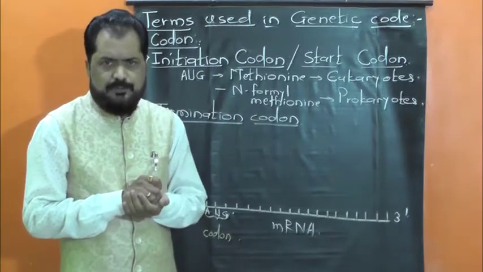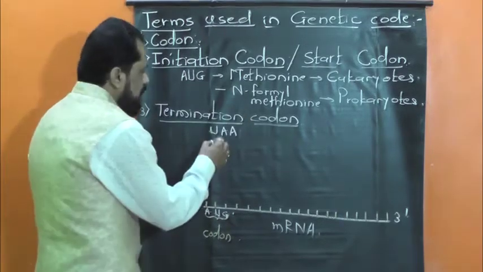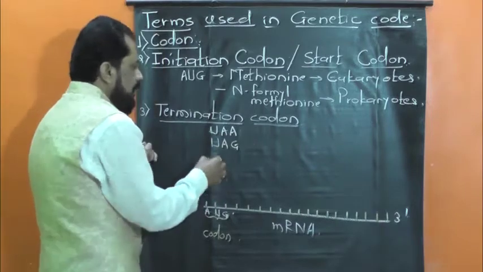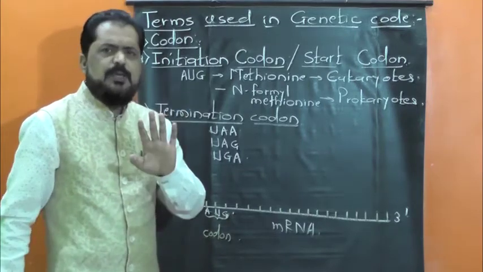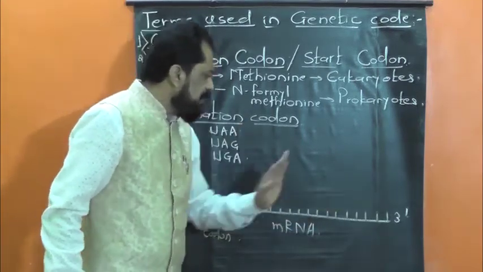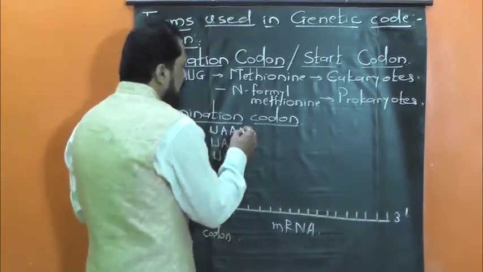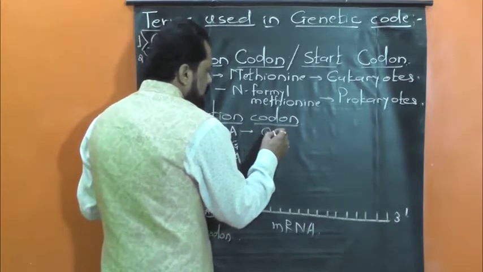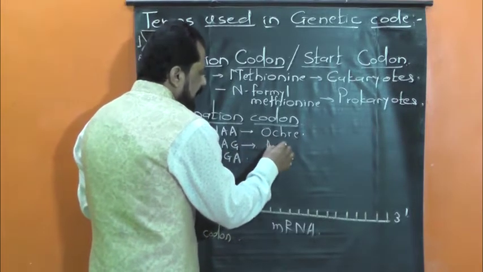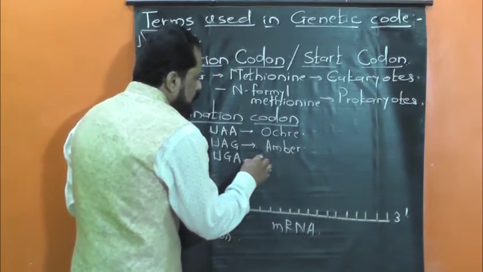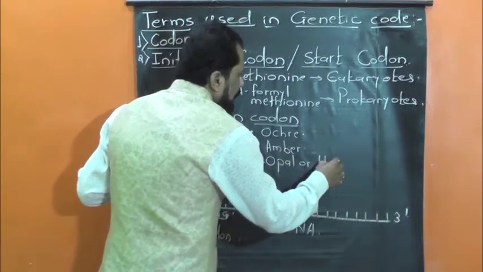This termination codon is either UAA, UAG, or UGA. Out of these 3 codons, any one is present at the 3' end of messenger RNA. Let me tell you, UAA is also known as ochre, UAG is also known as amber, and UGA is also known as opal or umber.